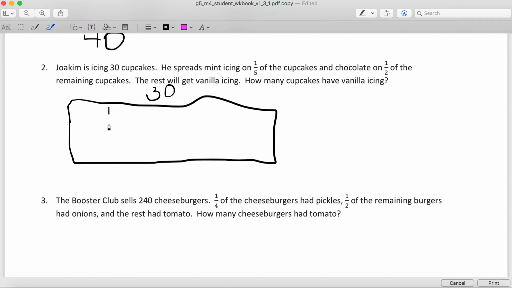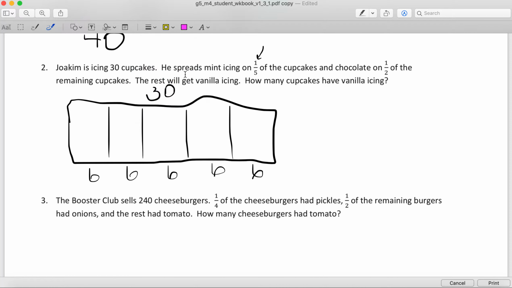So that tells me right away I've got to divide this into 5 equal groups. How many groups do I want? I only want 1 out of the 5. But before I do that, I need to know how many cupcakes are in each group. So if I've got 30 cupcakes and I divide them into 5 equal groups, that means that there are 6 cupcakes in each group. How many groups do I want? I only want 1 group. So this is the group that I want.